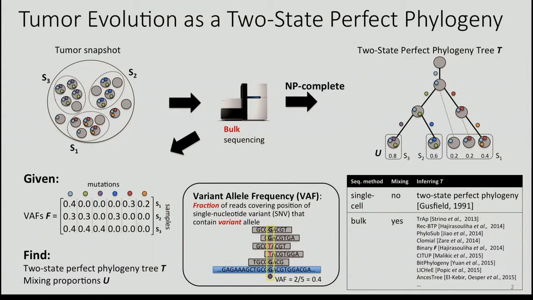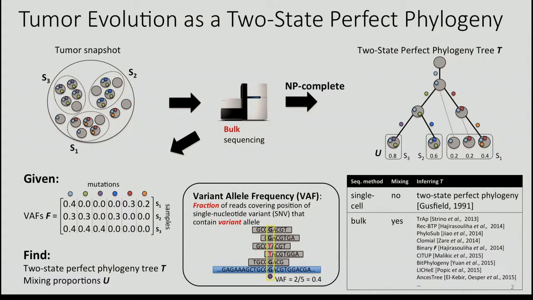However, most sequencing data is not single-cell sequencing. It's actually obtained using bulk sequencing. And with bulk sequencing, our samples correspond to mixtures of tumor cells in unknown proportions. And in fact, our measurements are variant allele frequencies, which are the fraction of reads that have the variant allele. And we can represent our input again as a matrix. This time, it's not a binary matrix, but it's a matrix with values between 0 and 1.